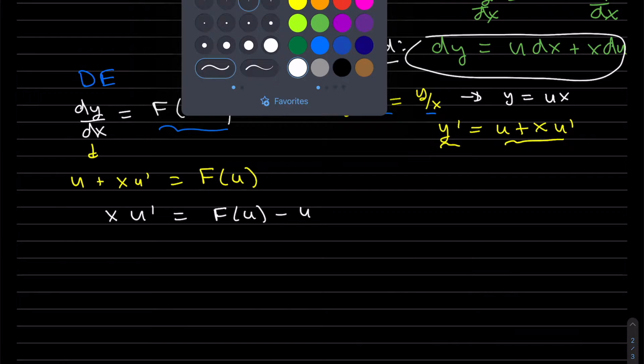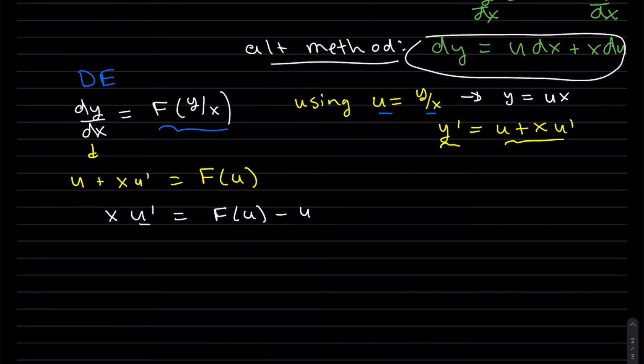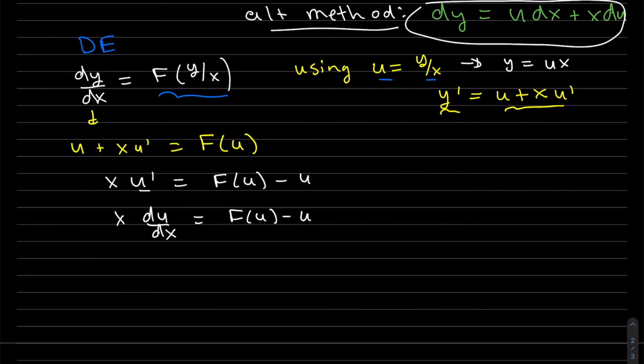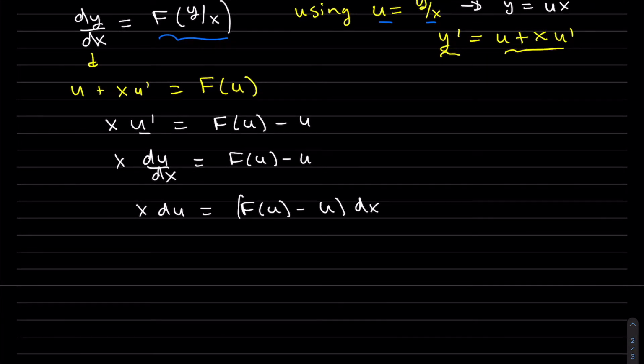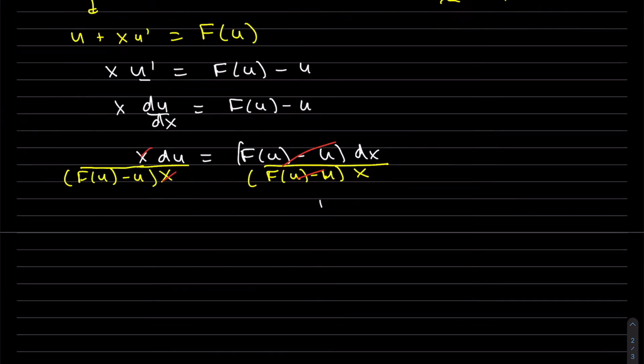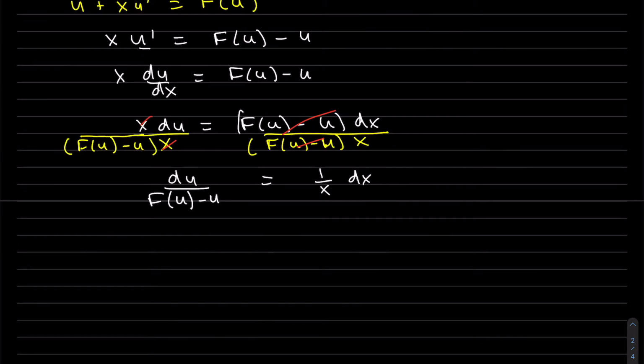So let's rewrite u prime. U prime is du in terms of x, dx times x. Clear your fractions, let's separate them. And it looks like it's separable. Bring the x over here, and the f of u minus u on the other side. So dx over x is du over f of u minus u.